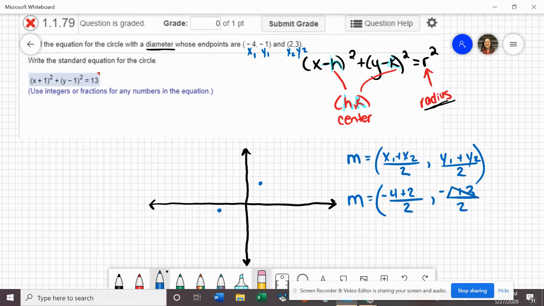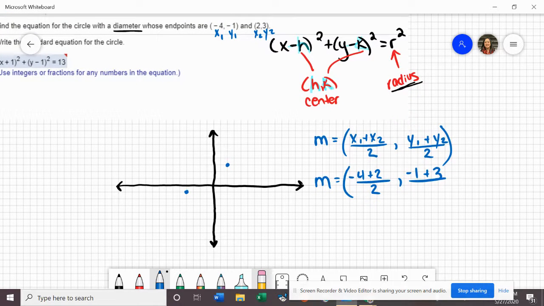I have it on auto where it creates shapes, and now it's wanting to create shapes that I don't need. Okay, so my midpoint here would be equal to (-4 plus 2) over 2, which is -2 over 2. Let's do every step. And then (-1 plus 3) over 2 is 2 over 2. And if I simplify this, my midpoint would be equal to (-1, 1).